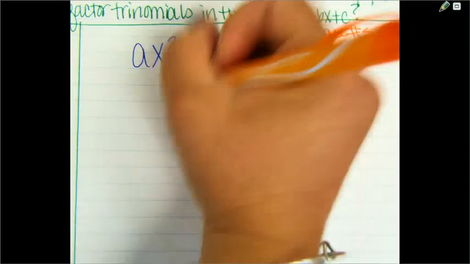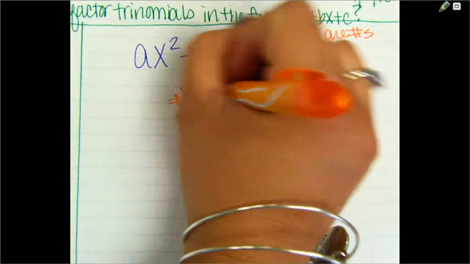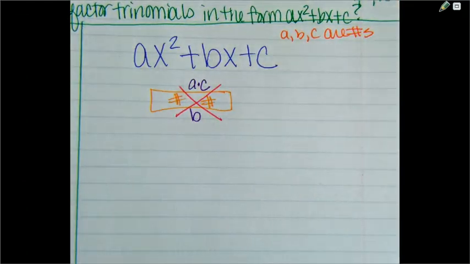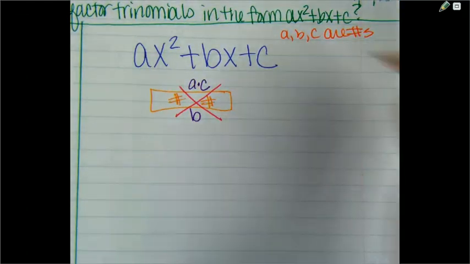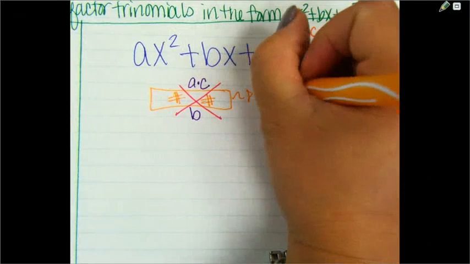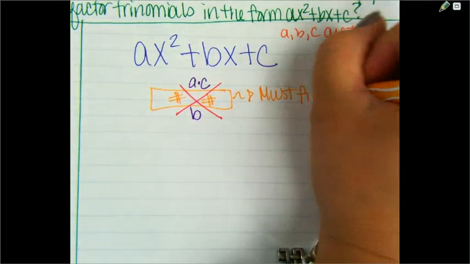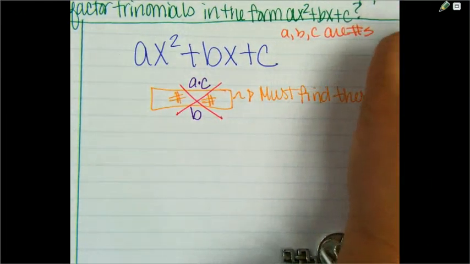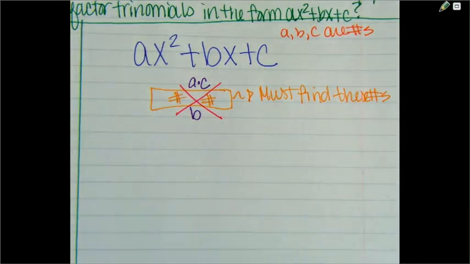Your goal is to find the 2 side numbers. We don't know what they are. We have to find them. In order to find them, we're going to practice it. So we must find these numbers. Okay?